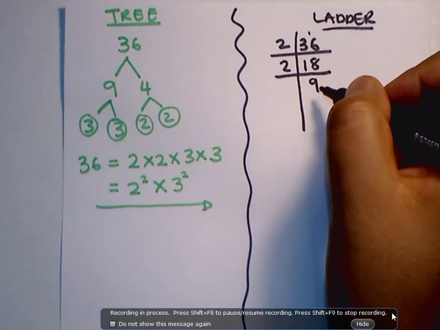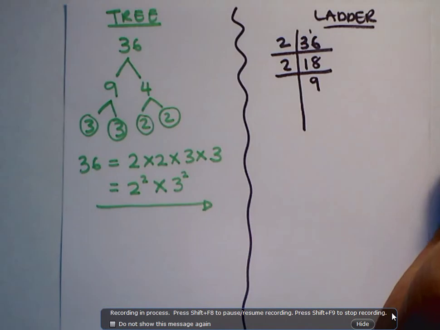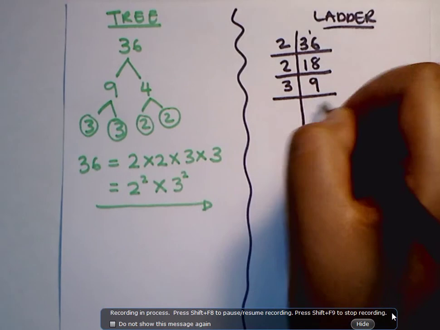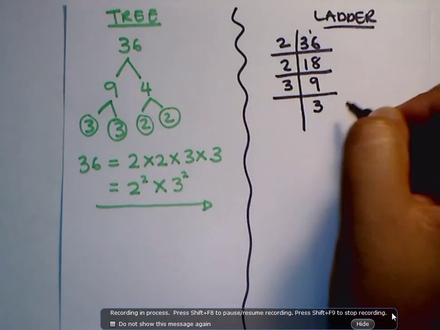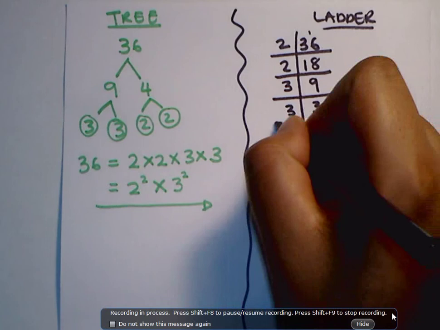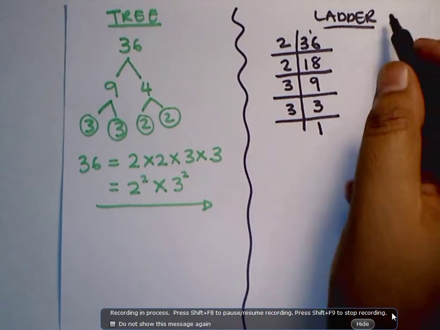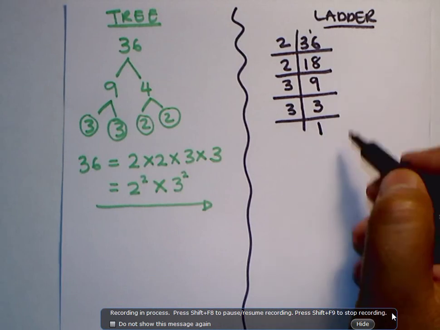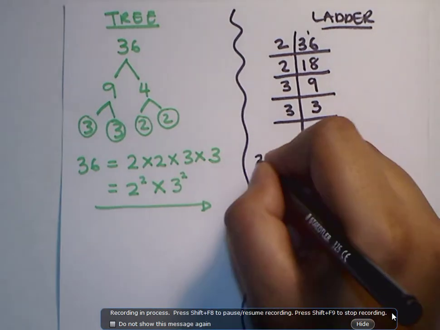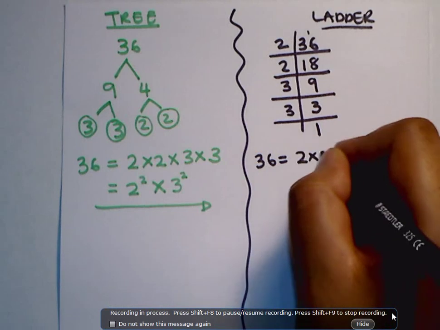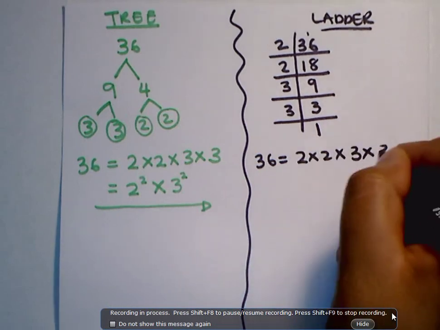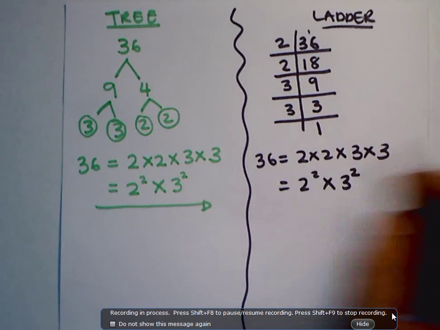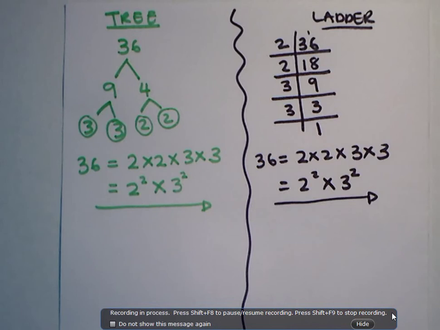So what's the next prime number? The next prime number is 3. So we start with 3. 3 can go into 9 3 times. Can 3 go into 3 again? Yes. And then I get a number 1. When you do the ladder method, you must come to the number 1. When you come to the number 1, then you know your ladder is complete. Then I say 36 is equal to 2 times 2 times 3 times 3. And I get 2 to the power of 2 times 3 to the power of 2. You see, I got both the exact same answer.